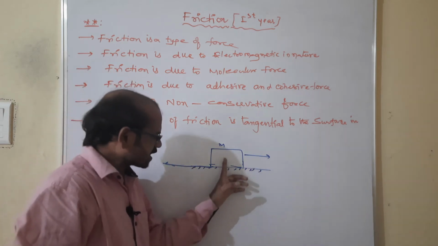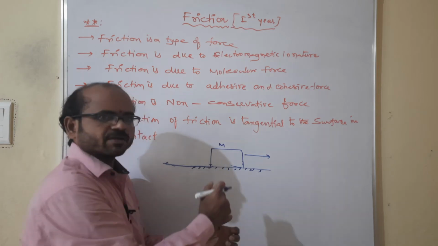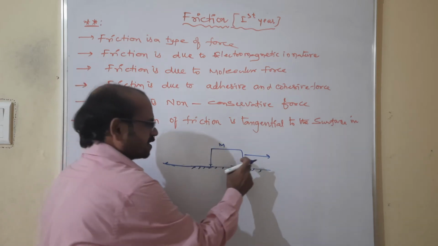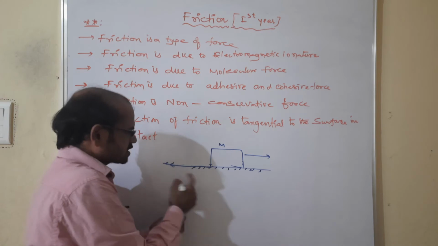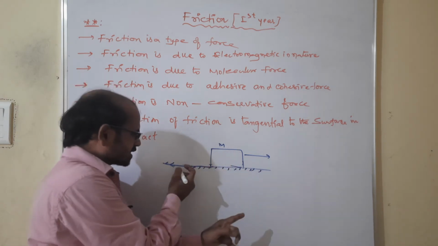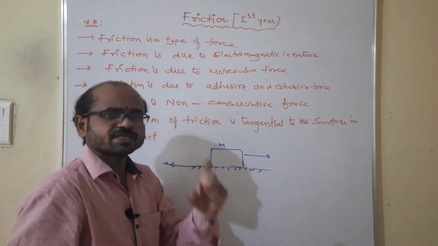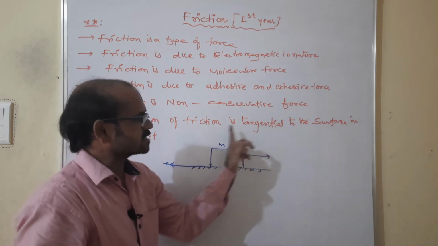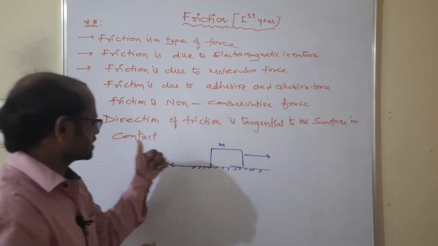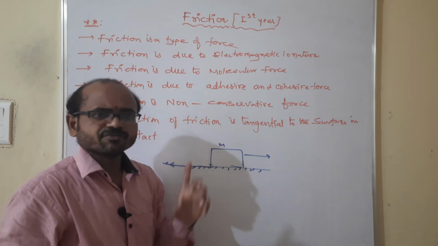When two bodies are in contact, there will be a frictional force acting between the two surfaces, and when one is moving, the frictional force always acts opposite to the motion of the body. That means there is a tangential force, which is the force acting between the two surfaces in parallel. Parallel in the sense that we can call it tangential to the surfaces in contact. So this is about the frictional force.